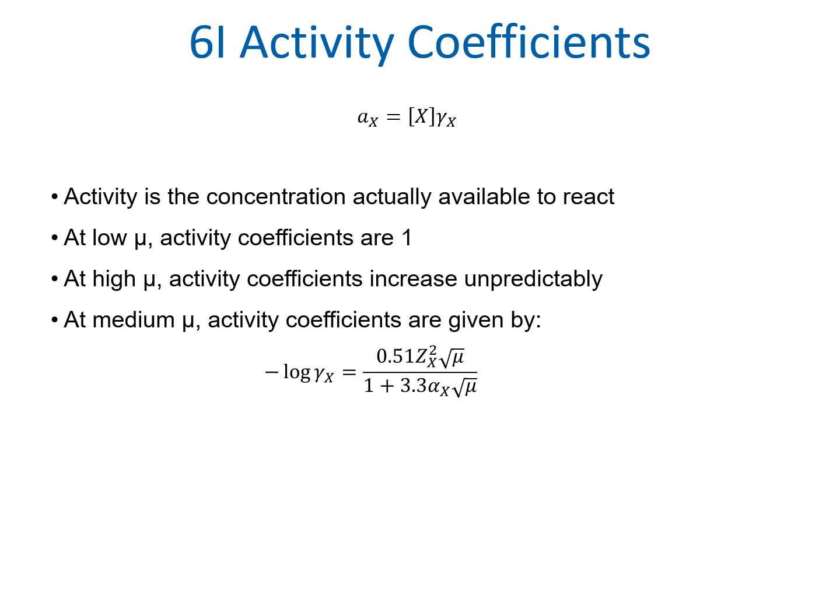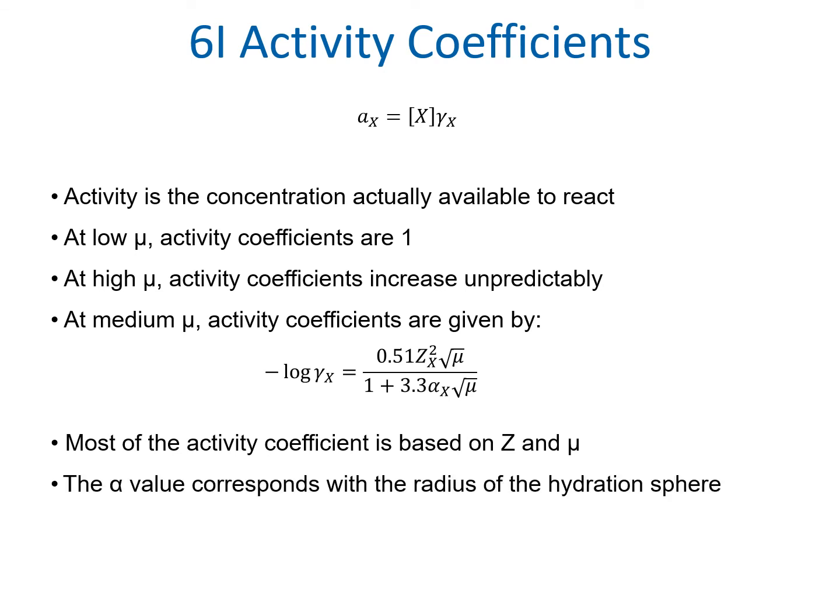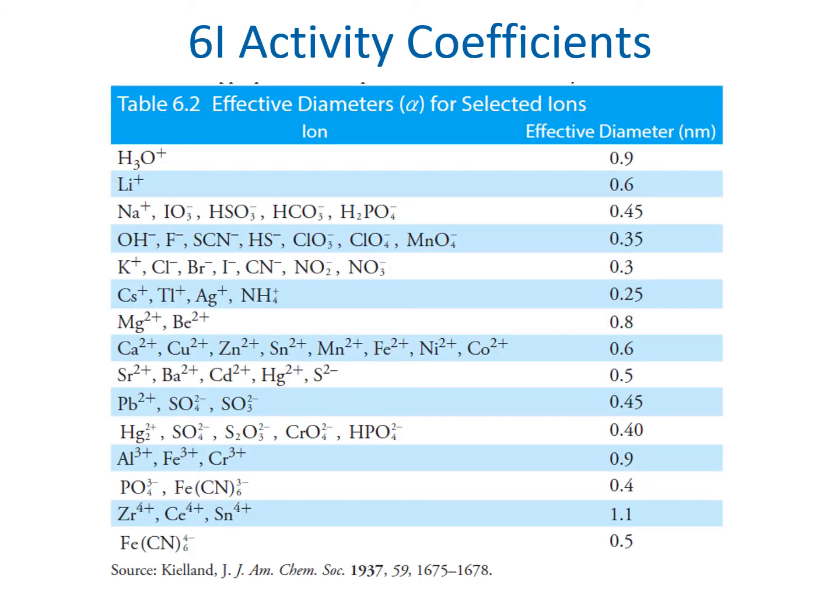value will drop out. Charge plays an even bigger role than ionic strength. And even without much ionic strength, we see particles with multiple charges needing activity coefficients. The hydration sphere, that's the alpha value, is not just the radius of an ion, but the radius over which the charge is spread, and that happens larger with more charge. Table 6.2 in the Analytical Chemistry 2.1 text lists effective diameters for some of the most common ions. It's a good place to go if you need to find these.